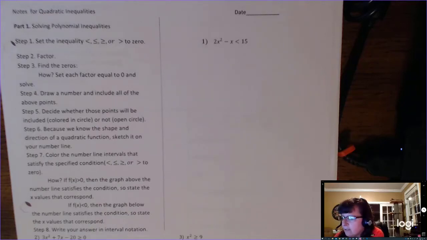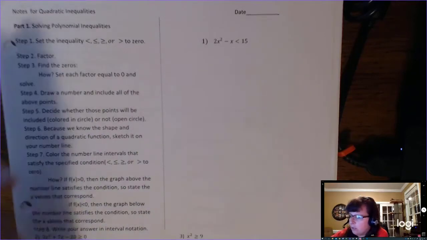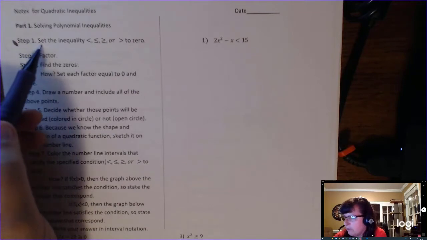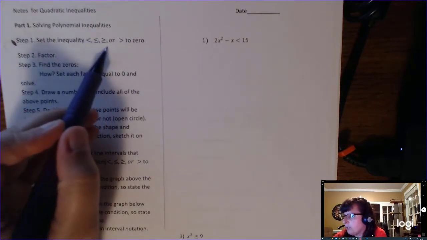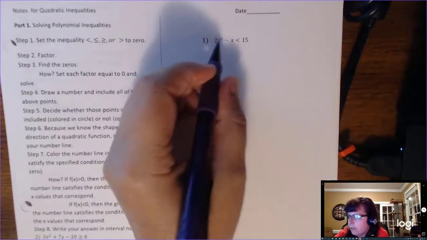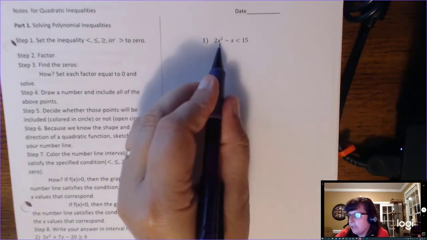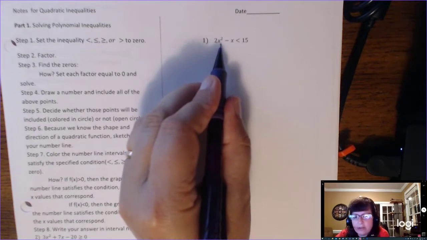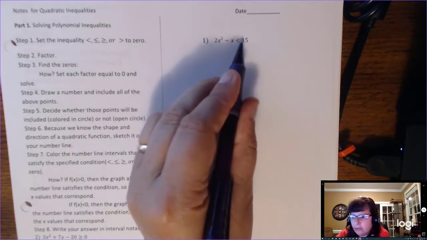This lesson is on solving quadratic inequalities, and I have the steps here. Just like if it were an equation, you want to set this to 0. So over here you have a quadratic. You can tell it's quadratic because of the x squared. You want to be on the lookout for that, and so you're going to set it to 0.